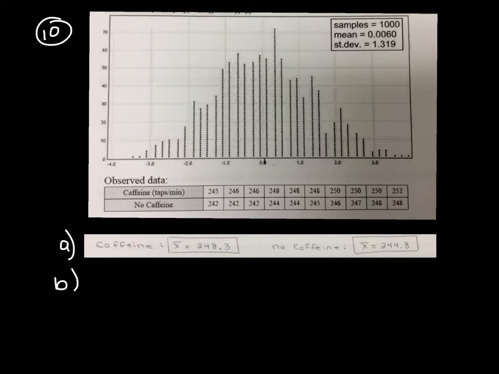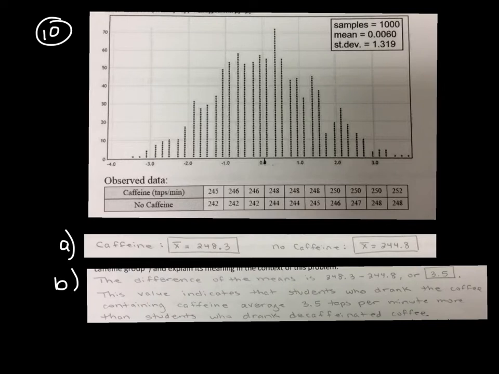So in part B, they just want you to determine the difference of the means of the taps per minute for the observed data. So the caffeine group minus the no caffeine group. And then they want you to explain its meaning in the context of the problem. So when you subtract the 2 means, you get the difference of the means to be 3.5. Okay, I'll show the work right here. So I wrote, this value indicates that the students who drank the coffee containing caffeine averaged 3.5 taps per minute more than the students who drank decaf coffee.